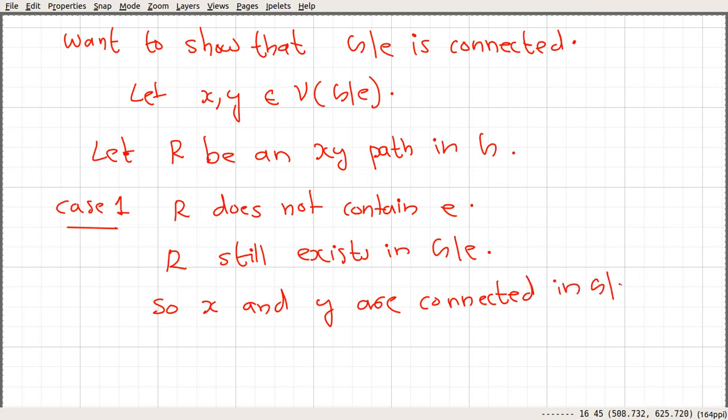Okay, so if you are able to show the other case also, if R does contain E, and both x and y are connected in G minus E, and here this x and y are two arbitrary vertices in this graph G minus E. So that says between every pair of vertices there exists a path in G minus E, and that says this graph is connected. So let's look into the other case also.